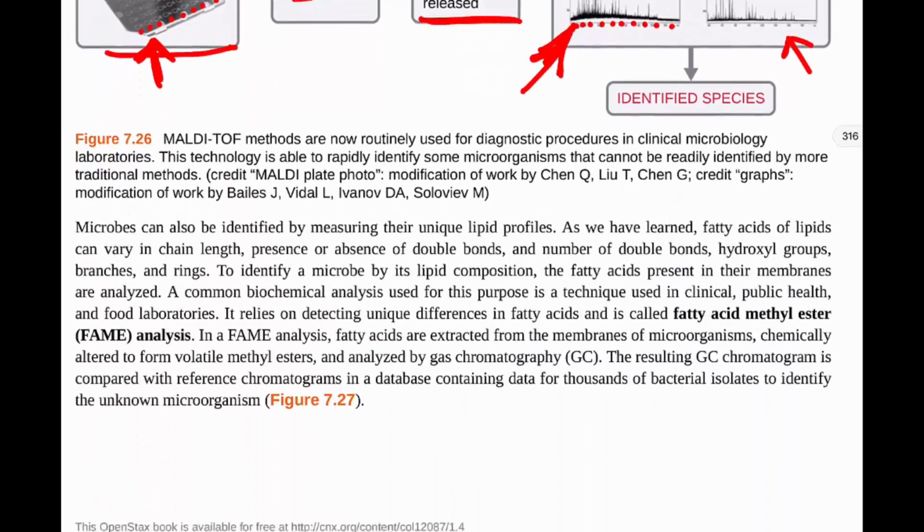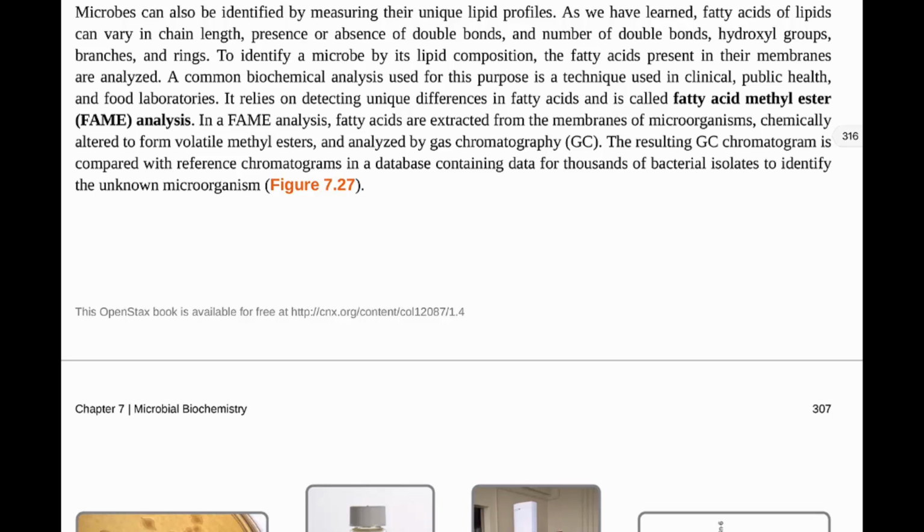So another way that we can identify microbes is based on their lipid profiles, and that's why it's part of this chapter where it's talking about carbohydrates and lipids and proteins. So we can identify them based on the lipids that they have. It says, as we have learned, because previously in this chapter it talked about fatty acids of lipids.